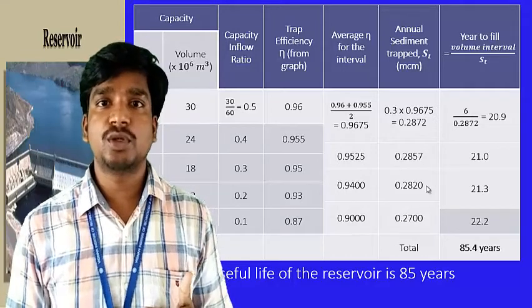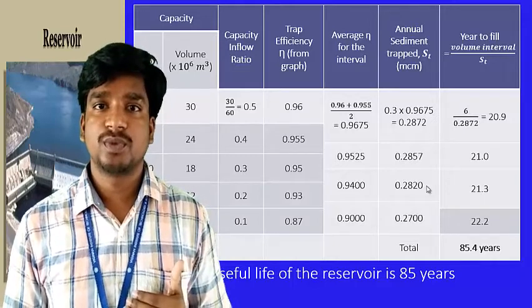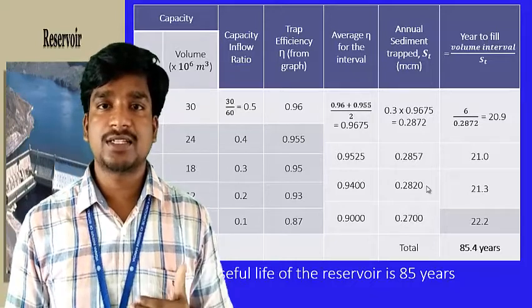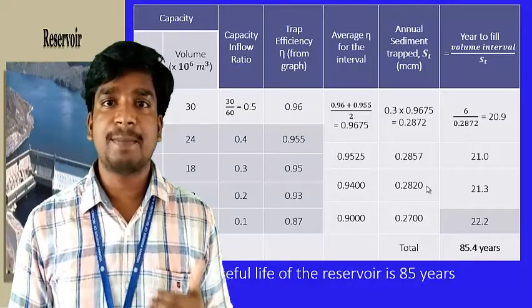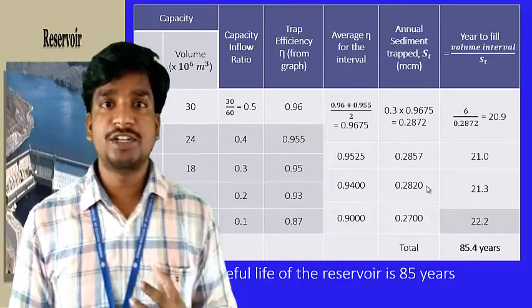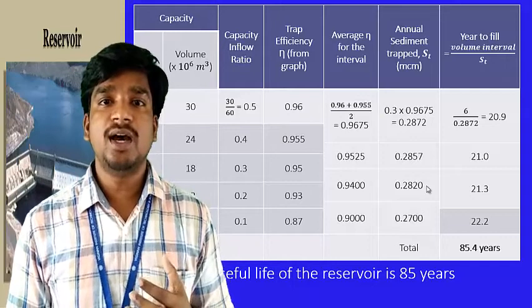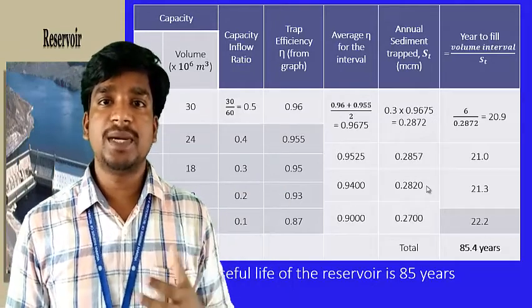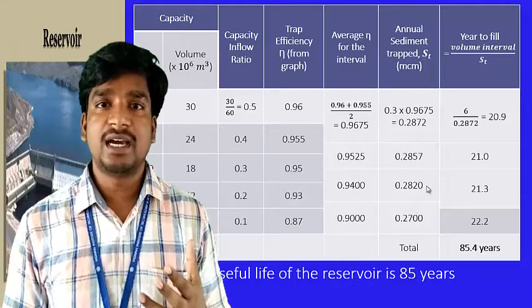Reduced storage capacities, we also need to calculate the capacity to inflow ratios. So 24 divided by 60, 18 divided by 60, like that we need to calculate. Then if we go to the next column, that is trap efficiency. Here you need to pay attention. The trap efficiencies are calculated based on the values available. So this particular trap efficiency can be calculated with the available data.